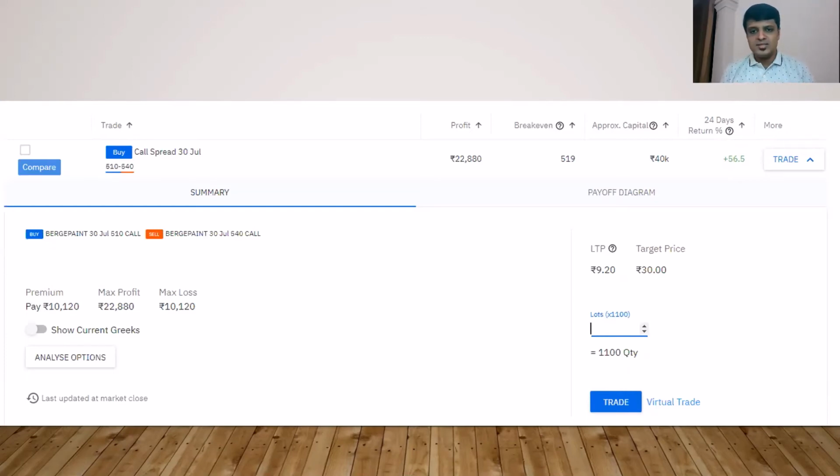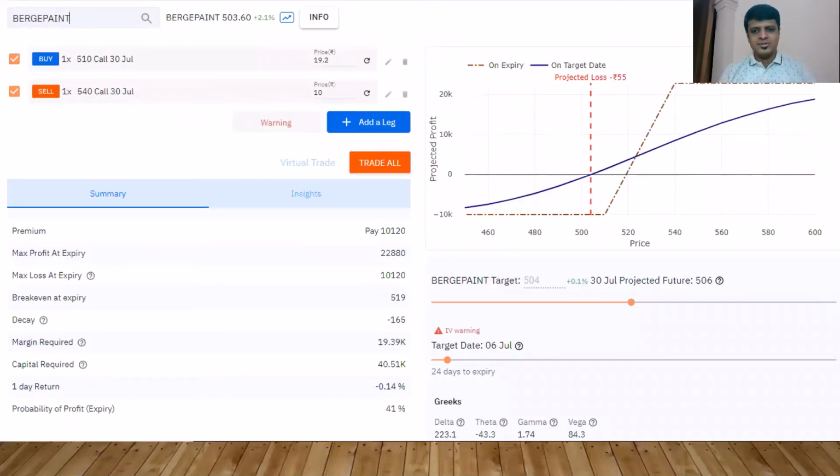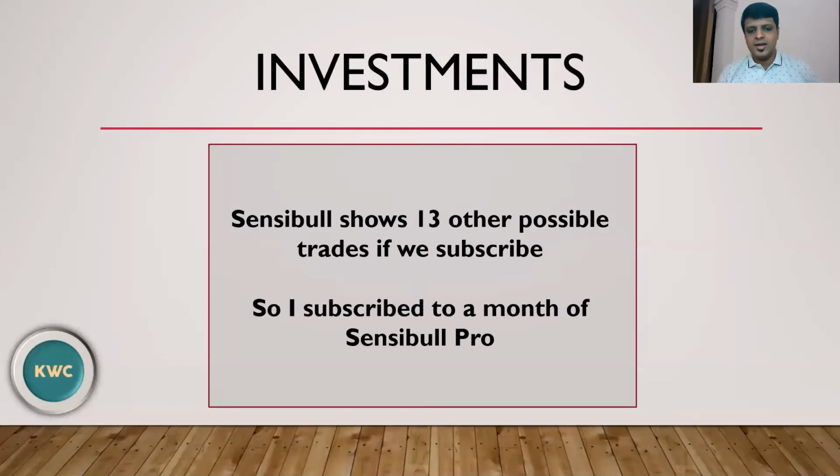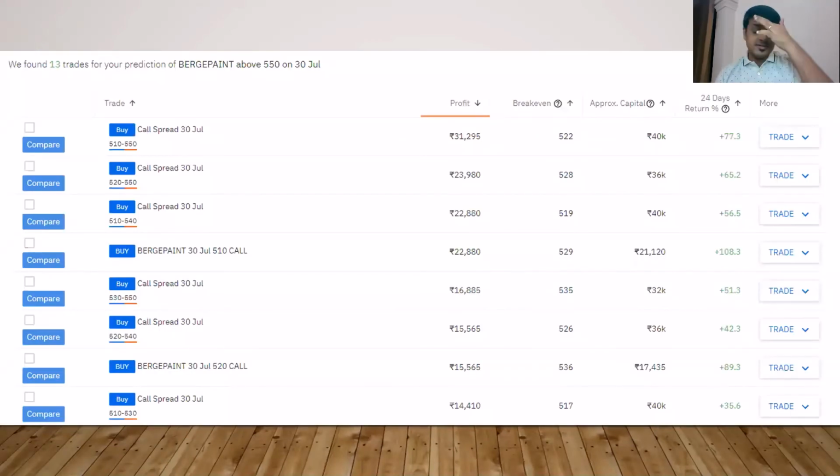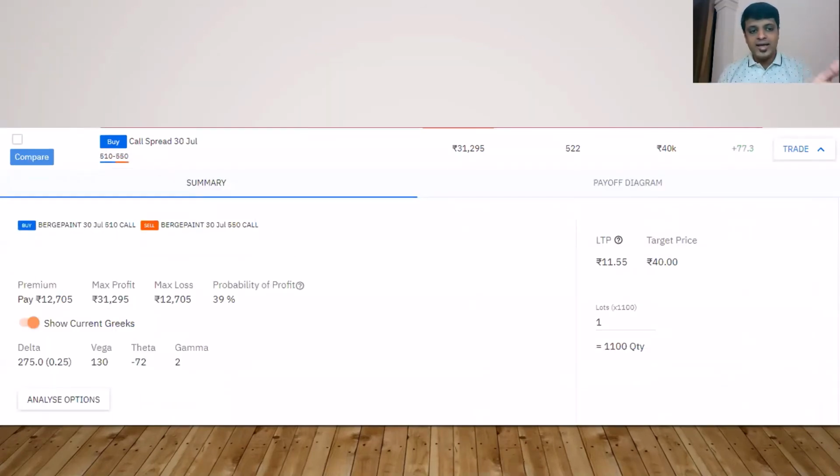But then I realized this is just on the free version. They said there are other strategies that could probably earn you a better profit. So I subscribed to 1 month of Sensibull Pro, because on this I couldn't change the numbers, test it and analyze it. Once I subscribed, I looked up their strategies and looked at a call spread, again a bullish call spread option, buying a 510 call and selling a 550 call.